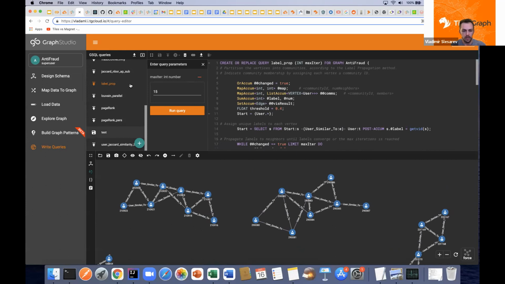Now, I can go on and on. I do want to leave some time for questions, but the key point that I want you to take away here, again, is that graph is an analysis of relationships.